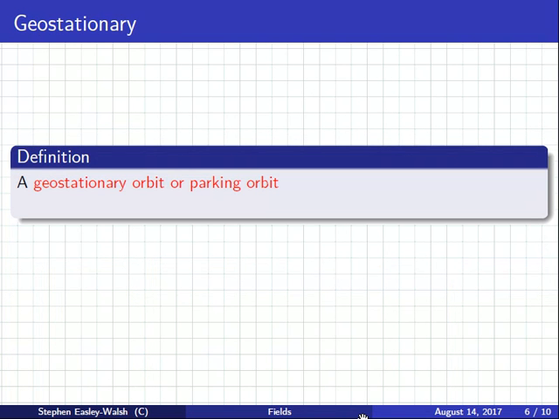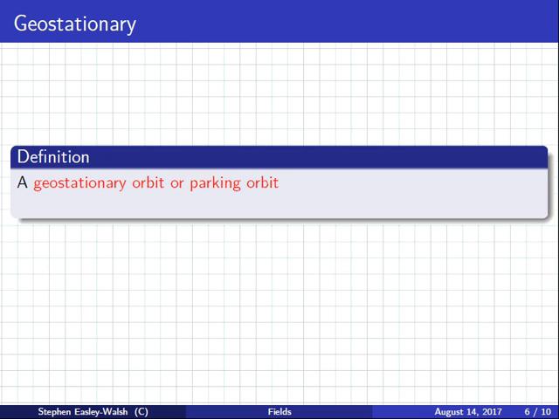Okay, some more definitions. I believe this is a term some of you already know from your coursework one essay. Oh no, you did roller coaster. Sorry, I think of last year's students. Geostationary orbit or parking orbit. Does anybody know what this is? Well, no, it's not. You only have it half right.